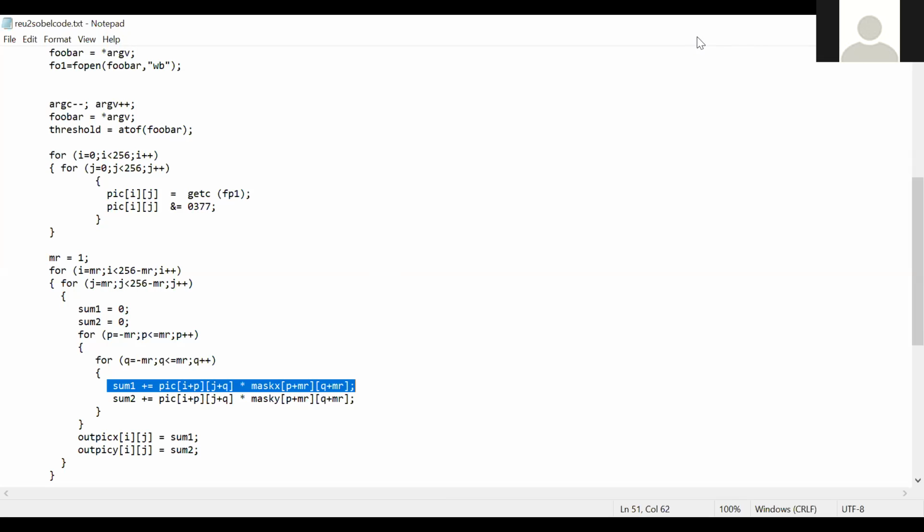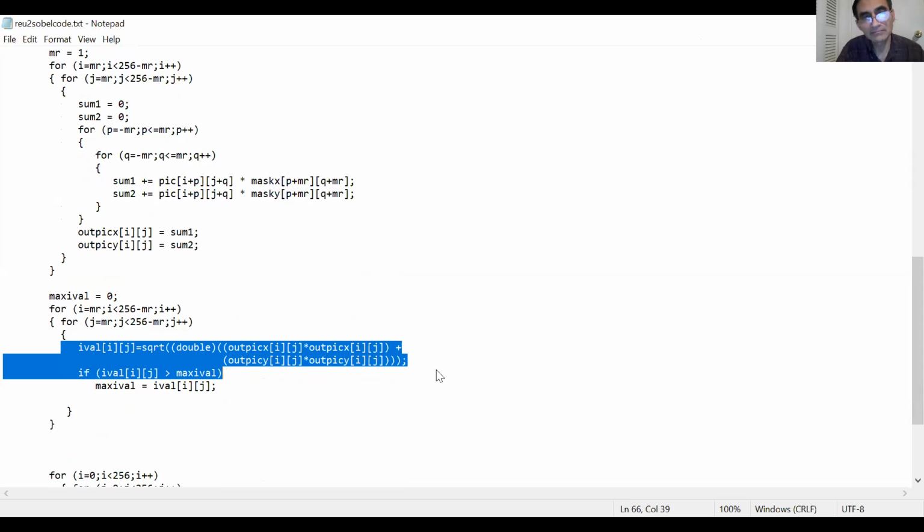Quick question. Once you have the outpick X and the outpick Y, what do you do with those two? Because at the end, you want to end up with a single picture, right? I'm doing that magnitude calculation right here.